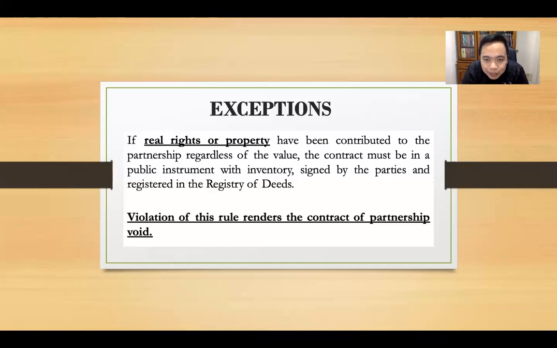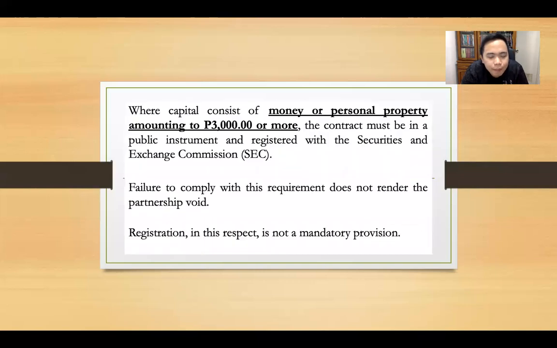Tandaan nyo yan, class. When real rights or property has been contributed by the partners, no, the contract must be notarized or in a public document, and that the inventory must be signed by the parties. And number three, that it must be registered with the registry of deeds. All of these requirements must be present. Okay. Now, class, minsan ang kino-contribute ng mga partners are not real property or hindi real rights, for example.